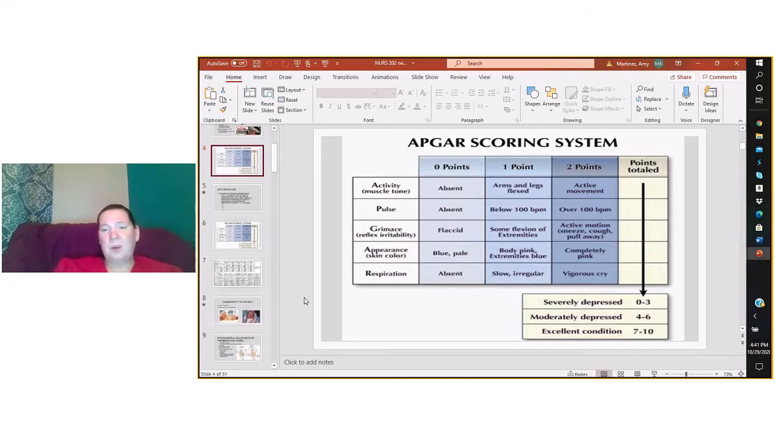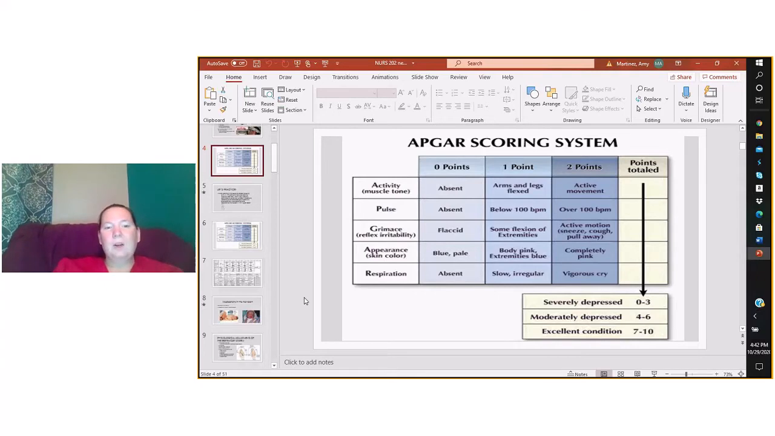The pulse one is usually pretty easy because that one is based on a number. There's really no interpretation for it. If their heart rate is not there, you get a 0. Of course, you're probably going to have zeros in a lot of other areas as well if you've got no pulse rate. If it's below 100 beats per minute, it is a 1. If it's over 100 beats per minute, it's 2, which is a little bit different than our minimal fetal heart rate of 110. So this is just a little bit lower than that normal fetal heart rate.